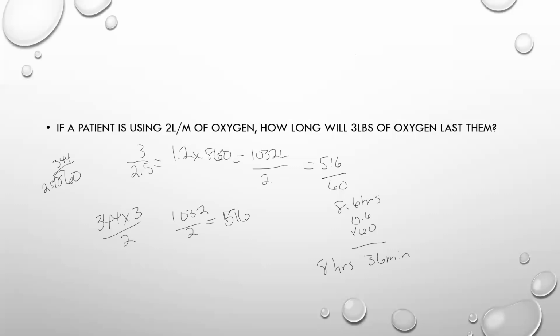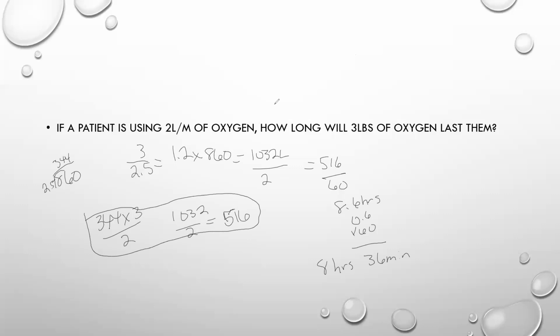So what I did on the last one is a little bit longer route, but this shorter route may help you out as well. You take 344, multiply that by your liquid oxygen weight, and then divide that by 2. You should find that works pretty well also.